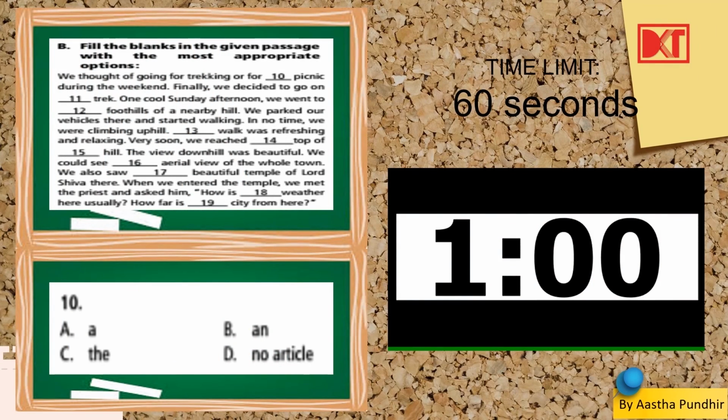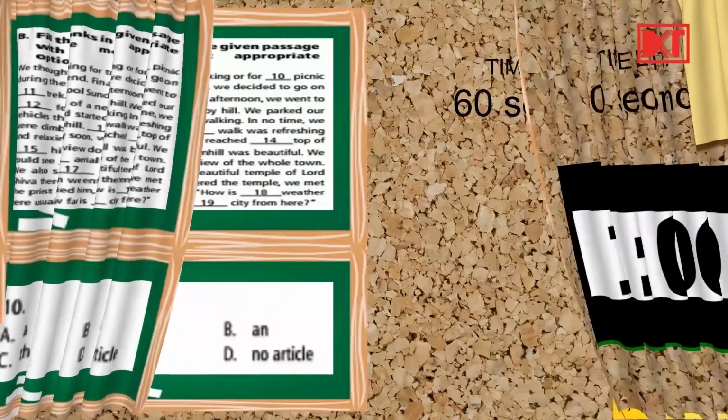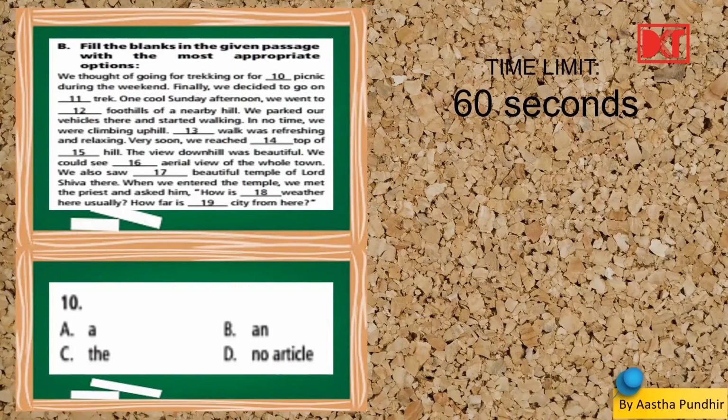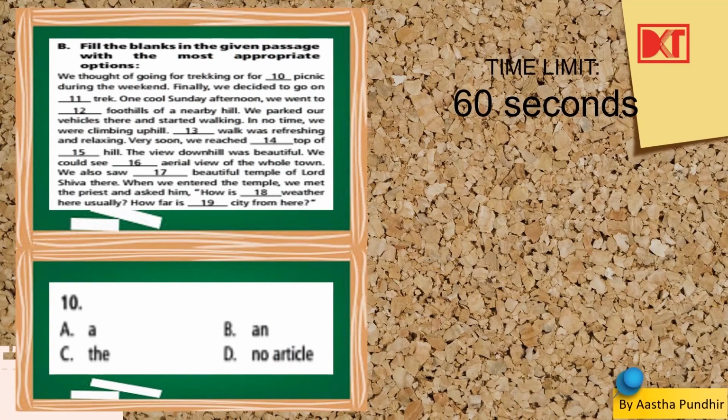Alright, here we have to fill in the blanks in the given passage with the most appropriate options. Let's see. We thought of going for trekking or for dash picnic during the weekend. Here we are just referring to a picnic in general. So we say we thought of going for a picnic. General reference we are giving. A picnic during the weekend.